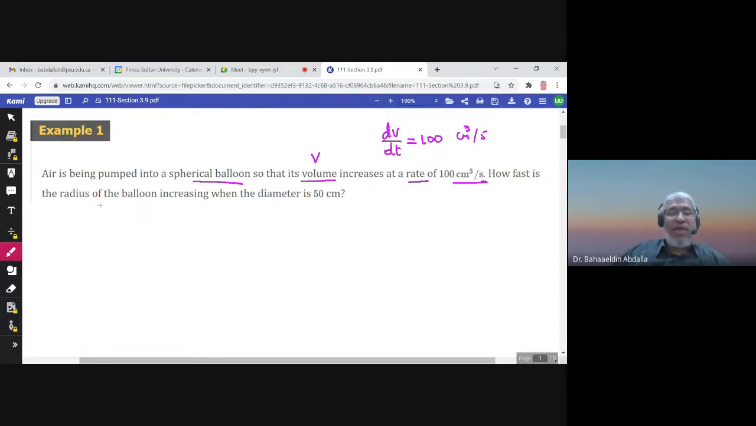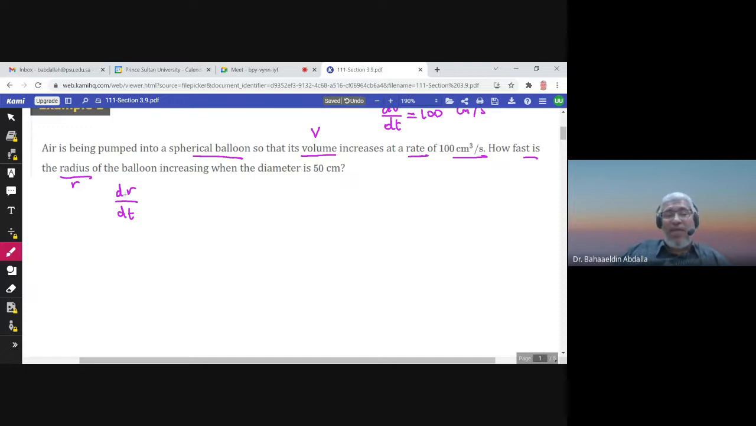How fast is the radius of the balloon increasing or changing? Air is pumped, so also the radius is changing. But he is asking about the change of the radius. So if we call the radius r, then the question is asking about dr by dt. What is dr by dt? And if he just asked about dr by dt, the answer would maybe be a variable. But he said, how fast is the radius of the balloon increasing when the diameter is 50?